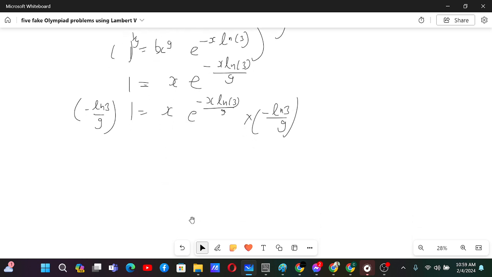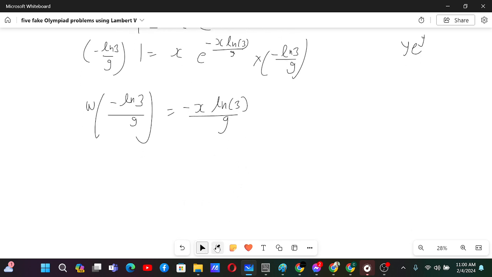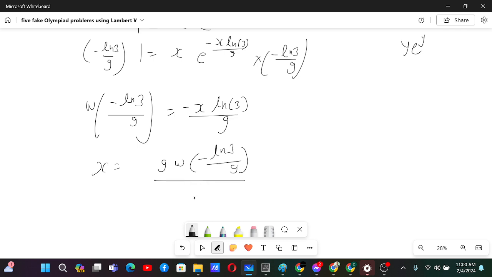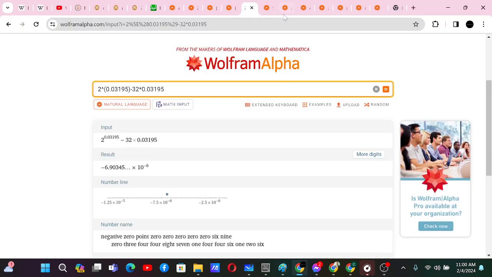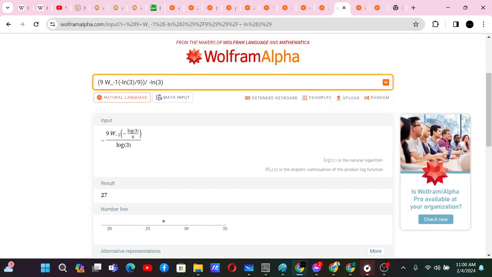Now since we have this in the form of y times e to the power y, we can use the Lambert W function. So Lambert W of minus ln 3 by 9 equals minus x ln 3 by 9. Then we can find x, which is 9 times Lambert W of minus ln 3 by 9, divided by ln 3, and also a negative sign. So this is the value of x. Now if we try to find this using Wolfram Alpha, the solution is 9 times Lambert W of minus ln 3 by 9, divided by minus ln 3.